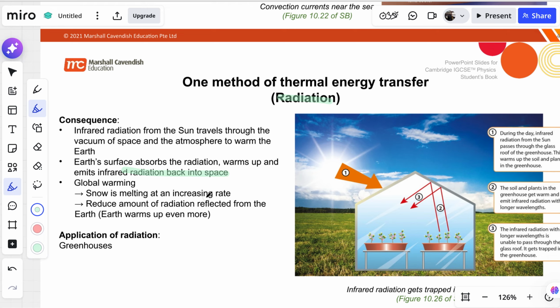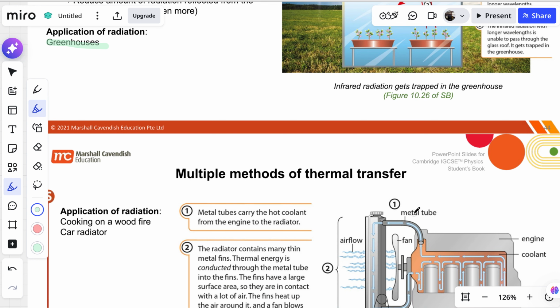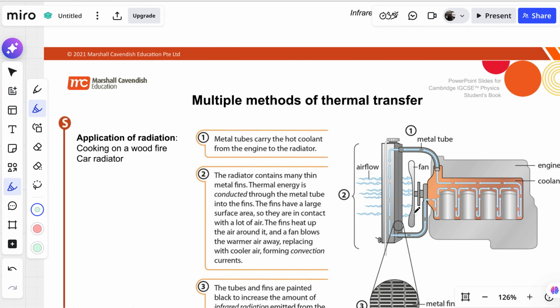The snow is melting at an increasing rate. Snow is melting faster due to global warming. The amount of radiation reflected from the earth is also reduced, so it is trapped back. Okay, so one application of radiation is the greenhouse. The heat is trapped back in the greenhouse to help the vegetables, or whatever you're growing, to grow well.